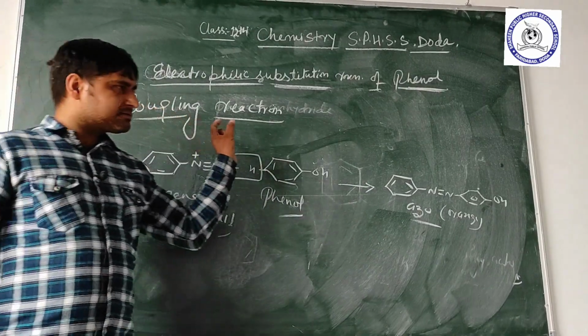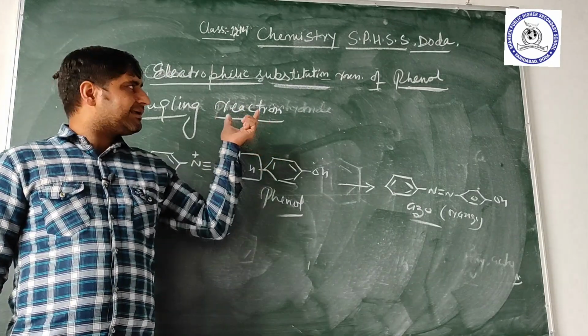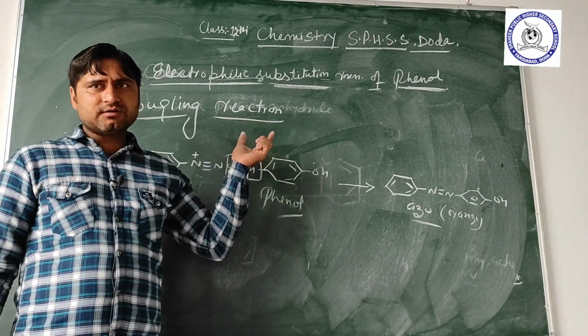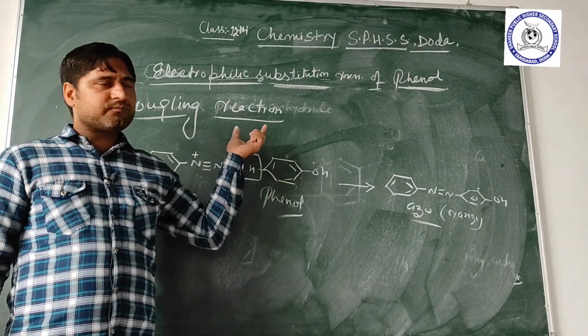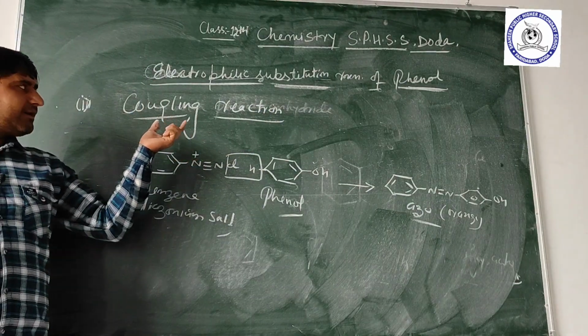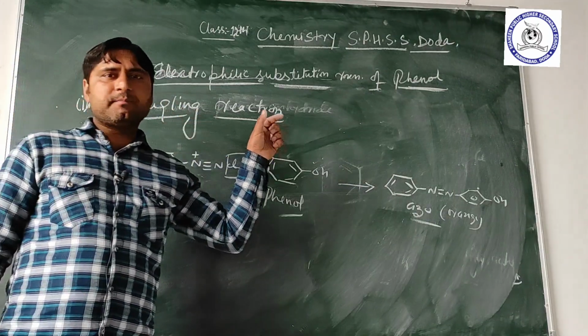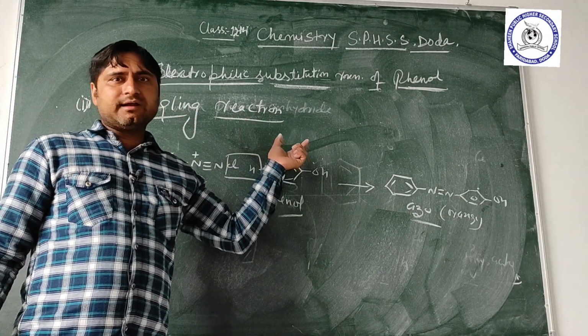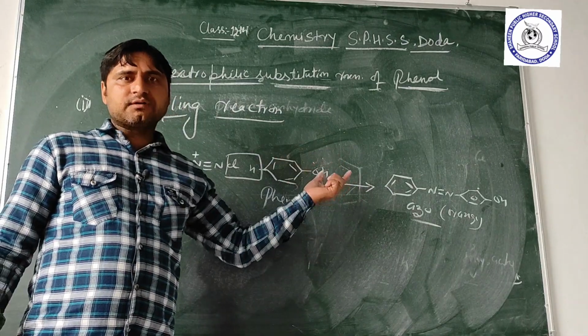Today we discussed the Kolbe reaction. Another one is Reimer-Tiemann reaction. Then we discussed the Fries rearrangement. Then we discussed the coupling reaction as well as the reaction with phthalic anhydride to form either azo dye or phenolphthalein. Thank you.